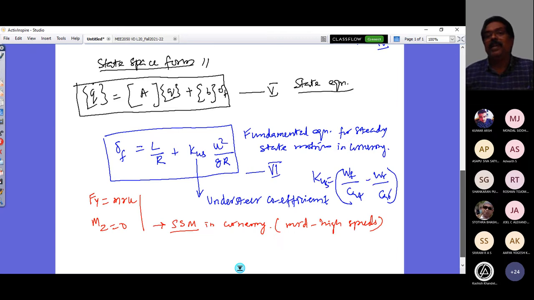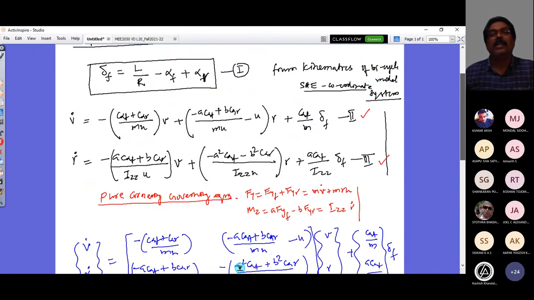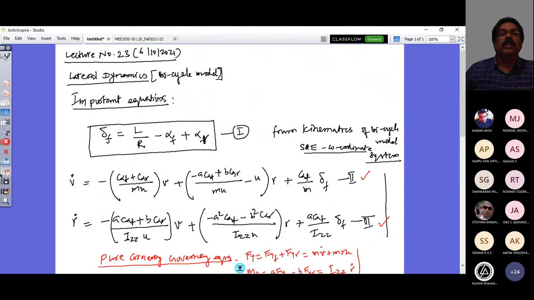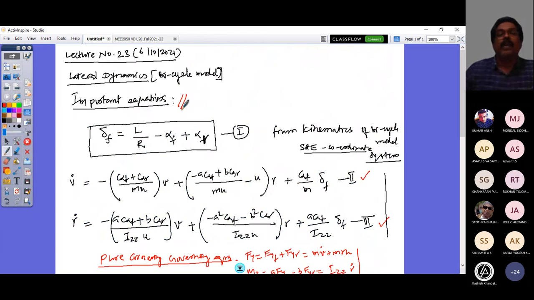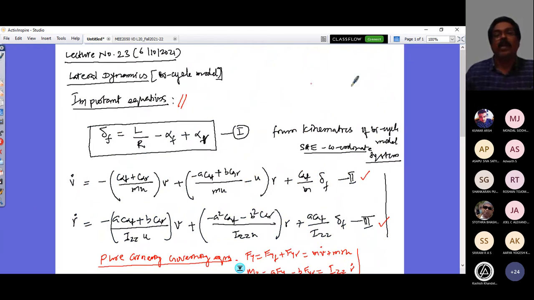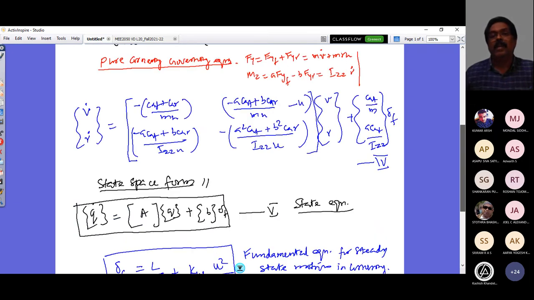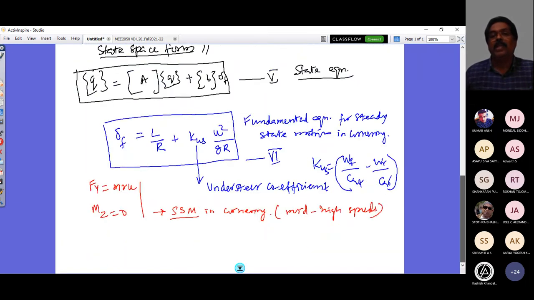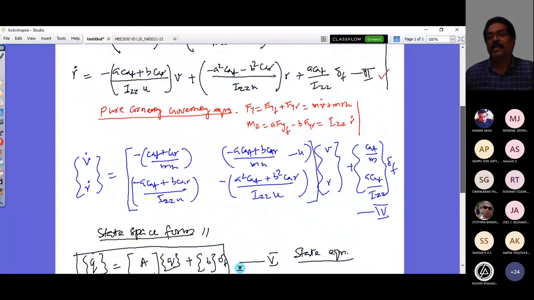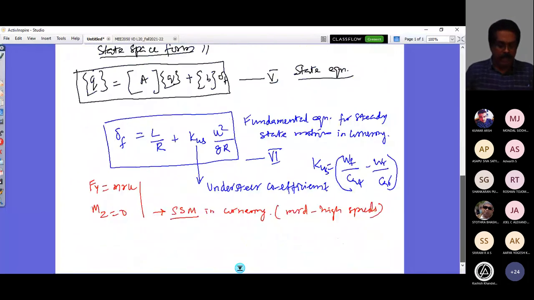So what I did in this slide is just to write down these important equations, what we have looked at so far in our bicycle model for the lateral dynamic study of our passenger car, right? So I hope you do not have any doubts in these equations, six equations.